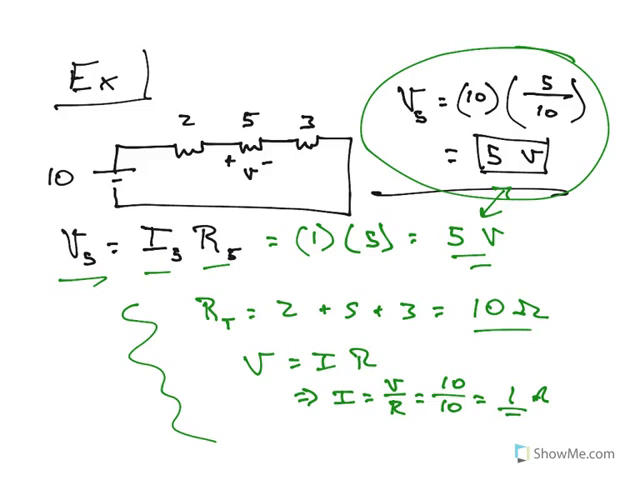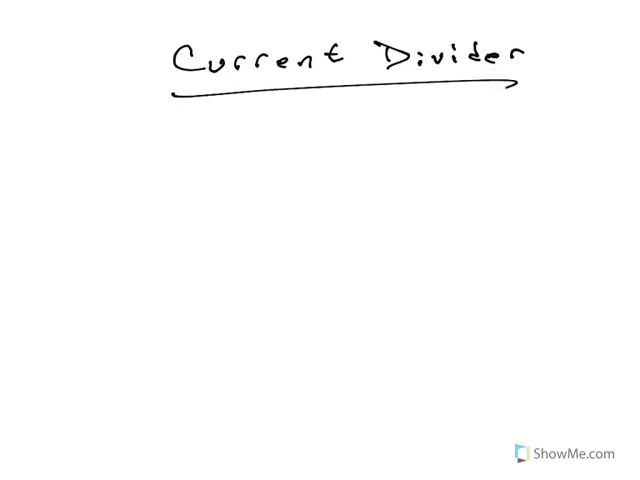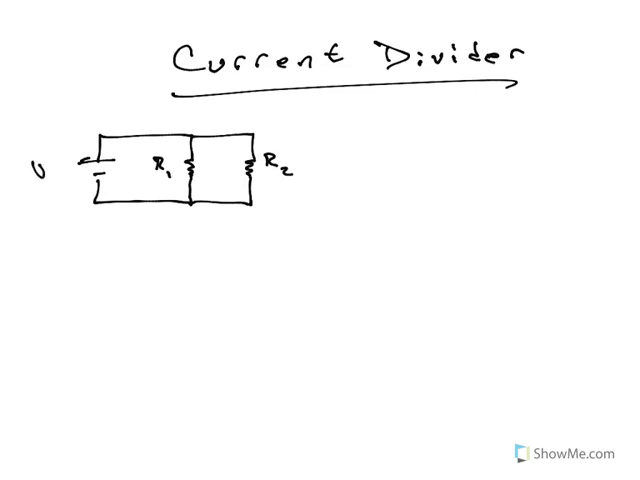Now, before I end it, I do want to say there is something else called the current divider, which is not quite as prevalent and not as popular. But it is true, so it can be used, but you just have to be careful. Let's say you have two resistors, and these resistors are in parallel. Okay, so we have R1 and R2. And some voltage is being applied.